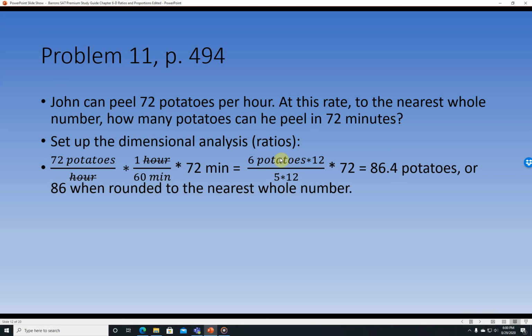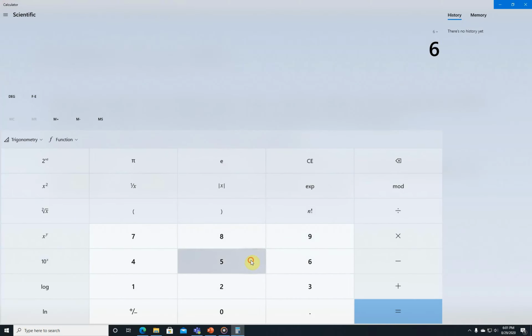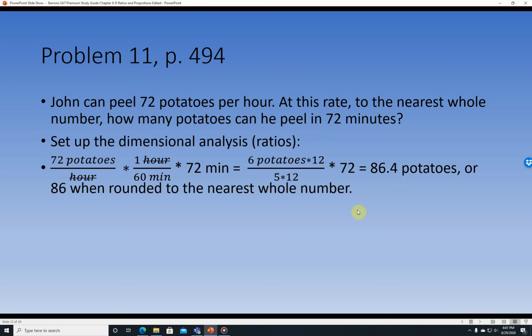So you end up with 6 potatoes times 12, because 6 times 12 is 72, and 60 minutes, which is 5 times 12. There's a 12 on the bottom and 12 on the top. Those cancel out. So you end up with 6 over 5 potatoes times 72. If we use our calculator, we can just go 6 divided by 5 times 72, which is 86.4. Since that's less than 0.5 past the whole number, we round down, so it becomes 86. So it's 86 when rounded to the nearest whole number.